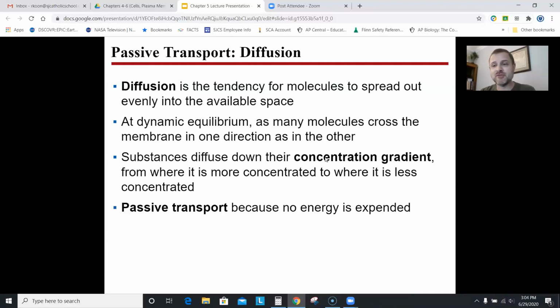Now, if I want to get the perfume back in the bottle, that would be going against the concentration gradient. That is not free. That would require some kind of energy on your part to get the perfume back in the bottle, which would be very, very difficult to do. So diffusion and osmosis, which we'll get to in a minute, are both forms of passive transport. They're when molecules go down their concentration gradient.